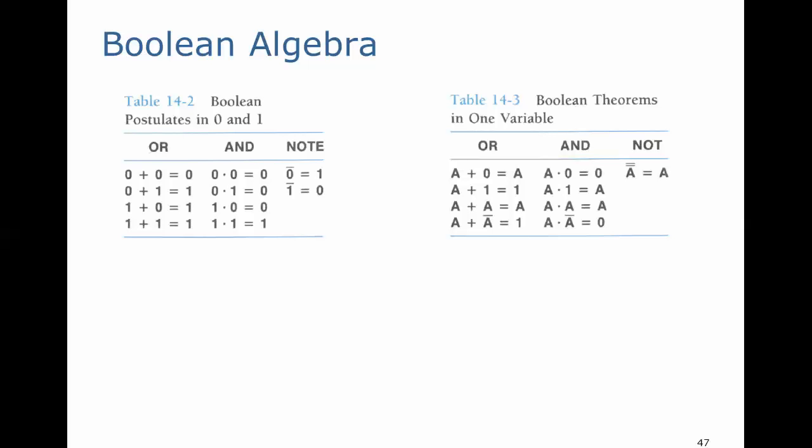Then moving to the right, we have Boolean theorems in one variable. So a variable a or 0 will be equal to a. And a or 1 will always be equal to 1. A or not a will be 1, and so forth. I don't want to bore you reading these. So take a look at those.